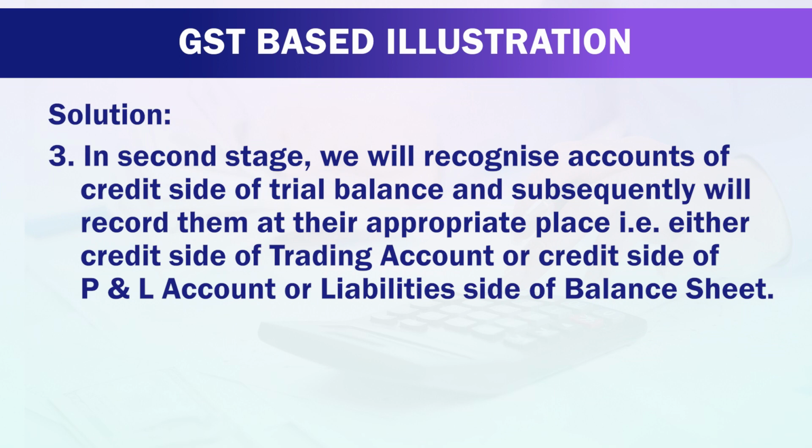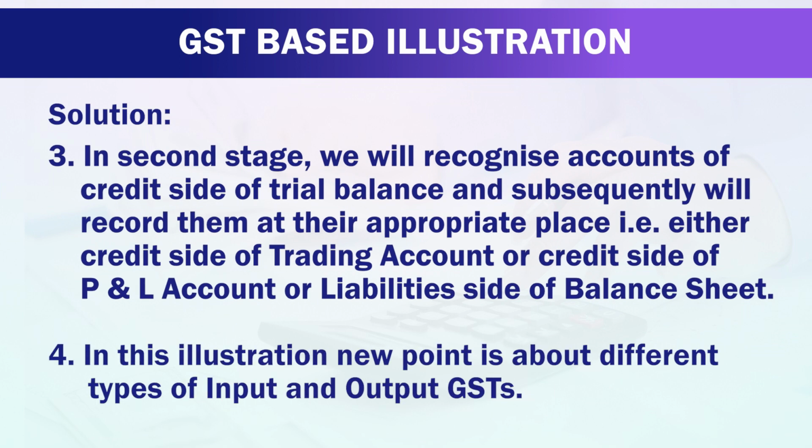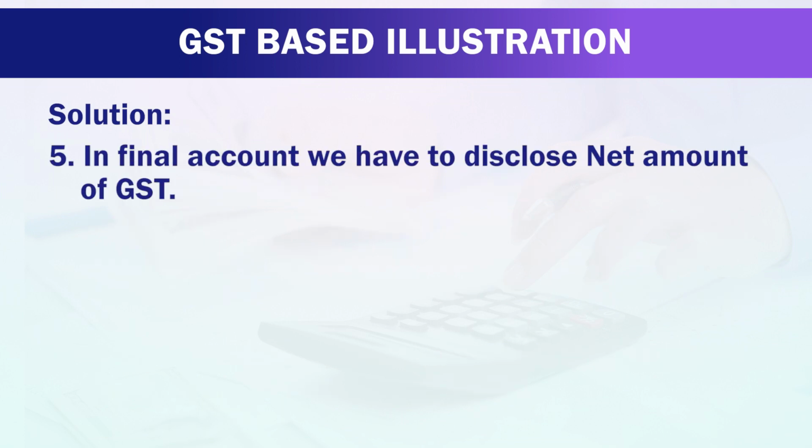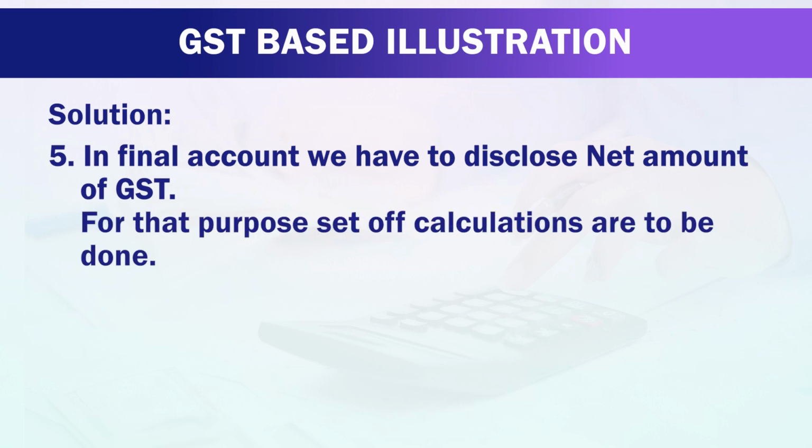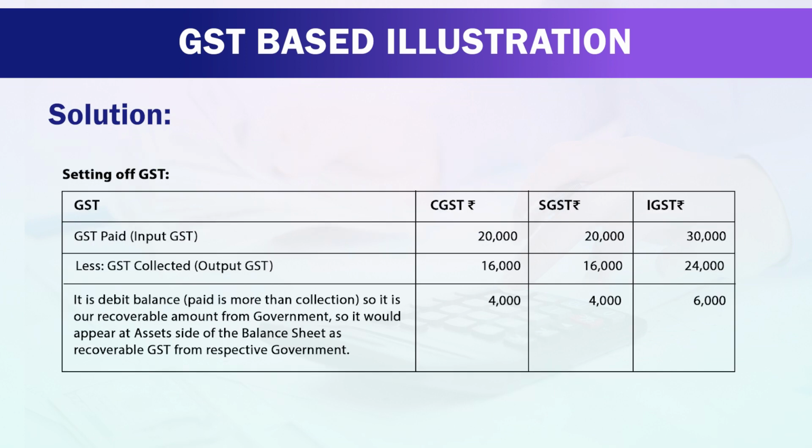at their appropriate place, that is either the credit side of trading account, or the credit side of P&L account, or the liability side of balance sheet. In this illustration, we have a new point, that is about different types of input and output GSTs. In final accounts, we have to disclose the net amount of GST. For that purpose, a set of calculations is to be done. Here, we will set off GST.